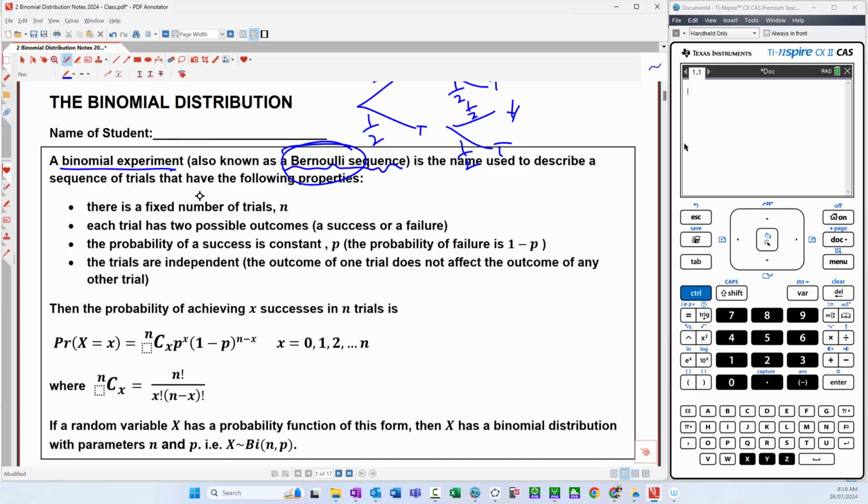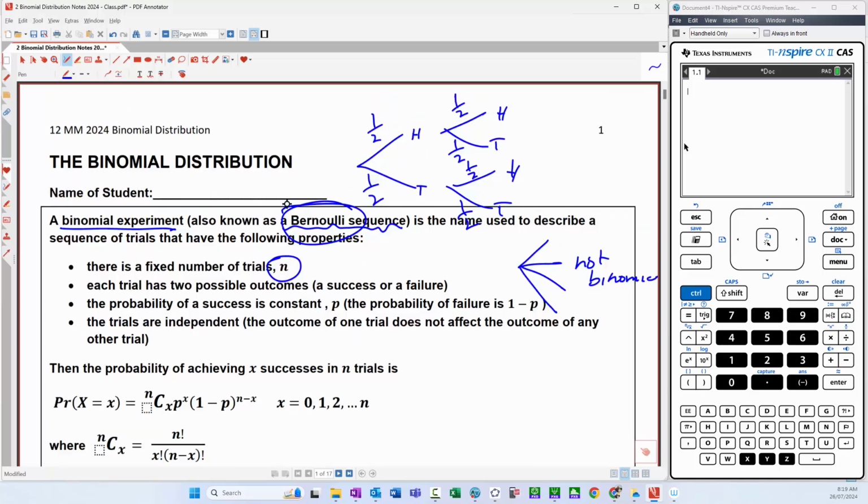So for any binomial experiment, there's a fixed number of trials, n. So we're doing the trial 10 times or 15 times or 3 times, 3 coin flips. Each trial has 2 possible outcomes. So the minute you draw a tree diagram and it's got 3 or 4 possible outcomes, that means it's not binomial. I can spell. Binomial.